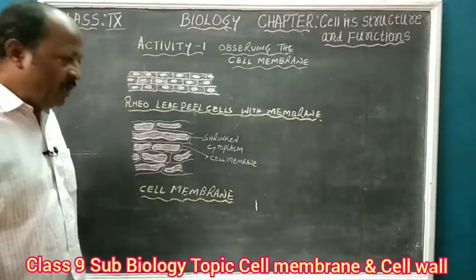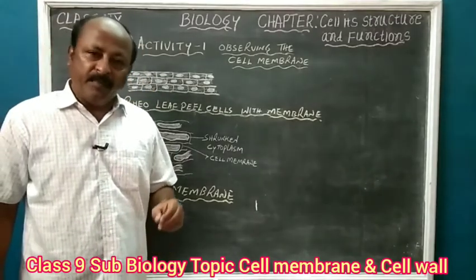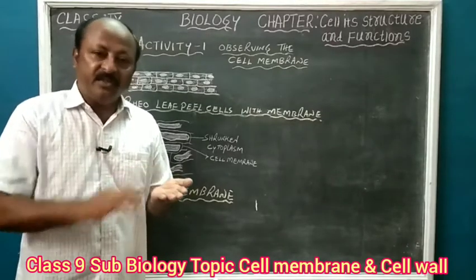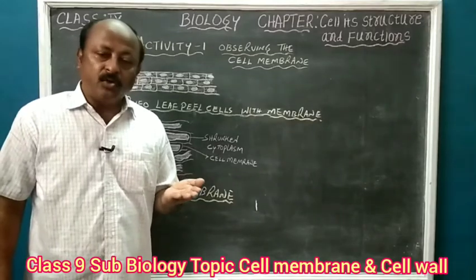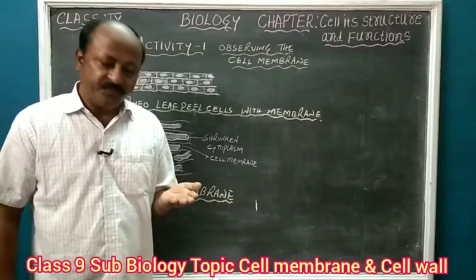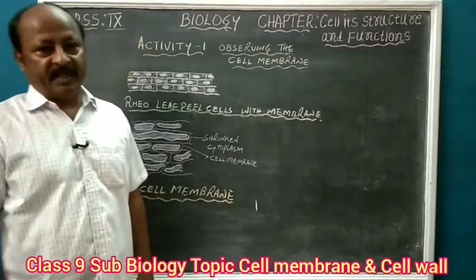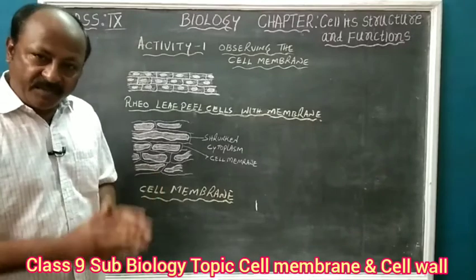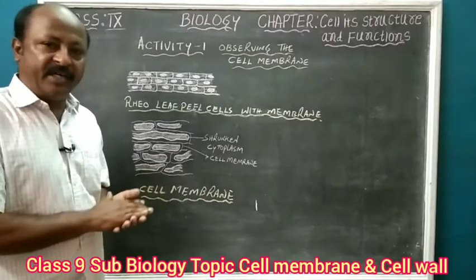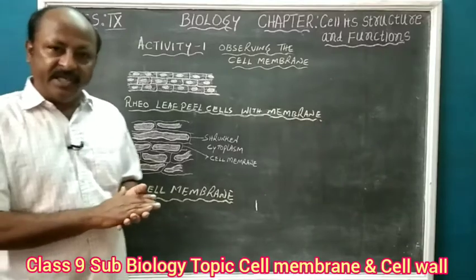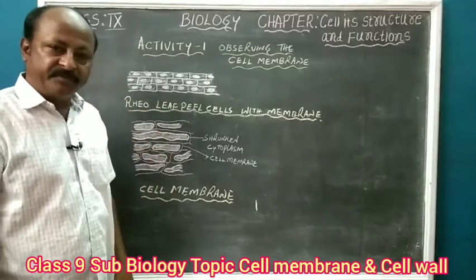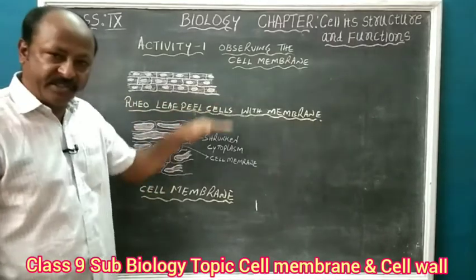Then we take one more piece of the rheolith and put it on the slide, then add 1 or 2 drops of dilute salt solution on this rheolith peel, then put it aside for 5 to 10 minutes. Then when we observe the second slide of the rheolith peel on which we have added salt solution and draw the diagram, we get the picture like this. When we compare both these pictures, we can clearly see the difference between the first and the second.